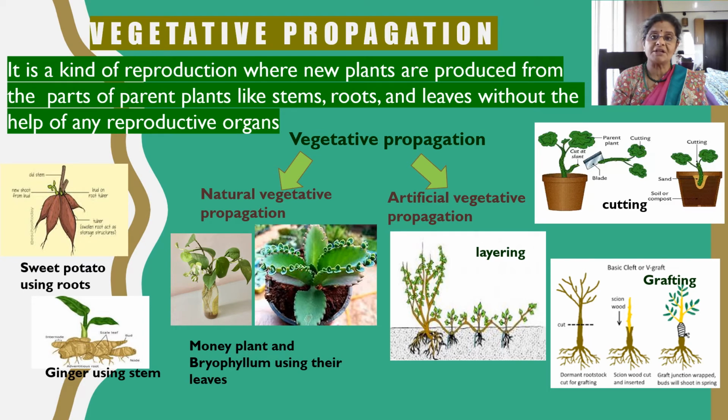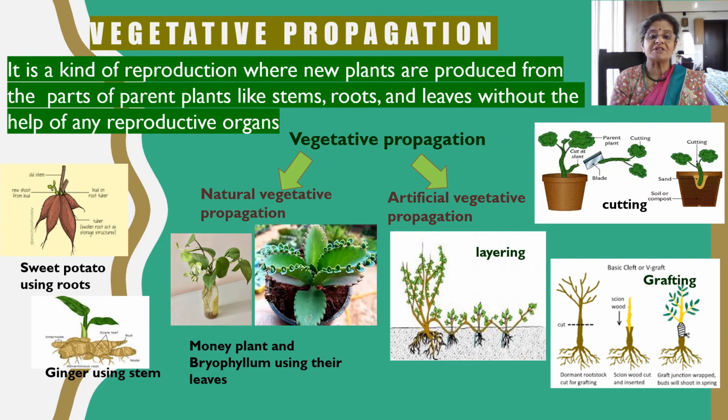Natural vegetative propagation by roots, an example is sweet potato. By stem, an example is ginger. By leaves, an example is bryophyllum, because bryophyllum has small buds in the notches along the margin of the leaves, which, when they fall on the soil, will grow into new plants.